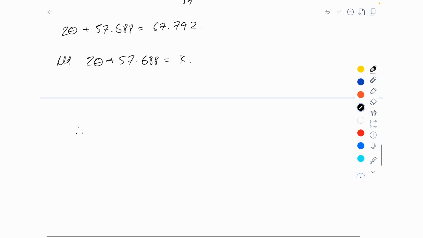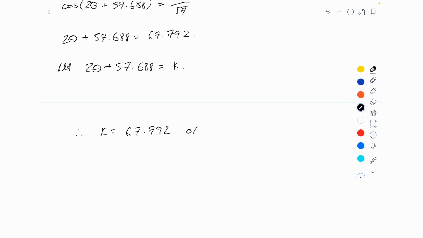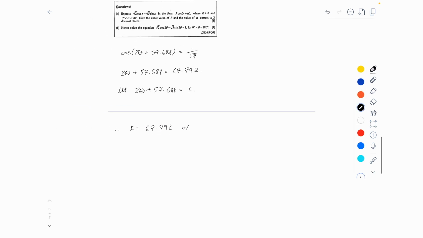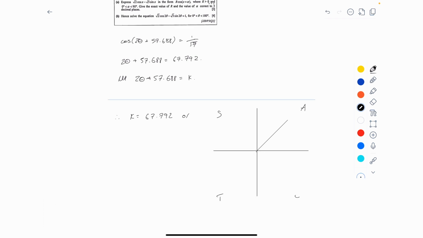So therefore, k is going to equal 67.792, or what else can k equal? Well, this is where things get interesting, because remember we're working with cos, so if we jump to our CAST diagram, we're going to be dealing in these quadrants, aren't we? So if I draw my triangles here, we've got our thetas here. Okay, so what does that mean?